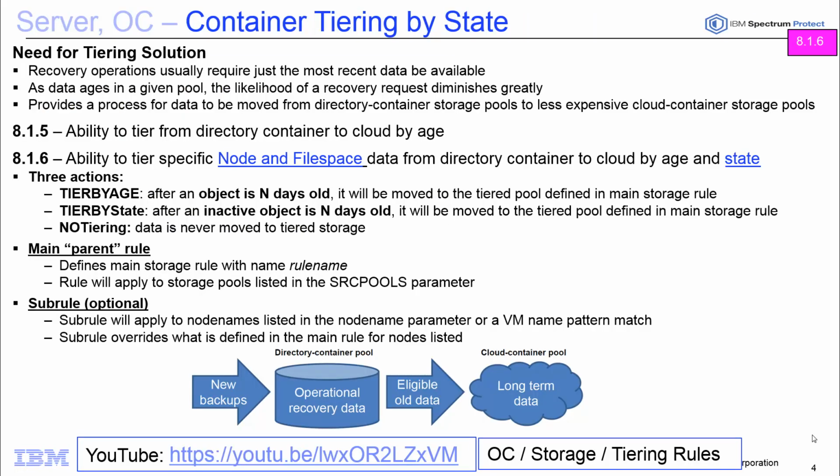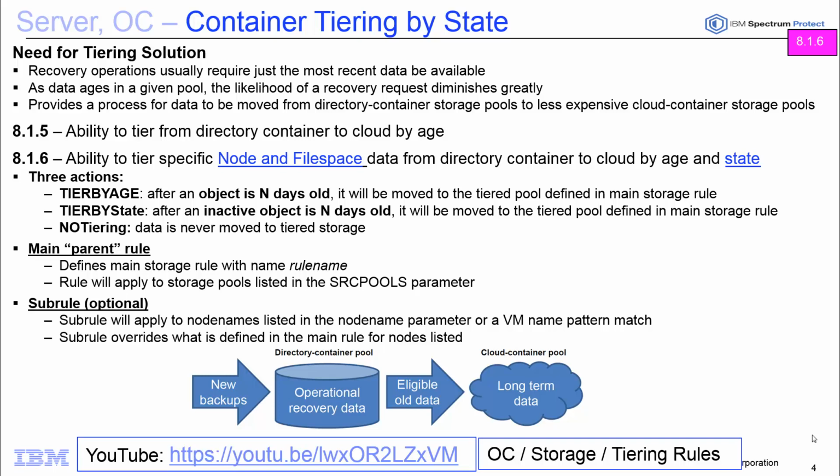The first enhancement I'm going to talk about is container tiering by state. This has to do with being able to take data that was originally backed up to a directory container, and after it has resided in the directory container for a certain amount of time, moving that data out to long-term cloud storage. The reason customers want to do this is that what they want to keep on the directory container, which is usually more expensive disk, is the data that's most likely going to be requested for a restore. And then they want to move the other data, either older data or previous versions of that data, out to the cloud containers, either on-premise or off-premise cloud devices.